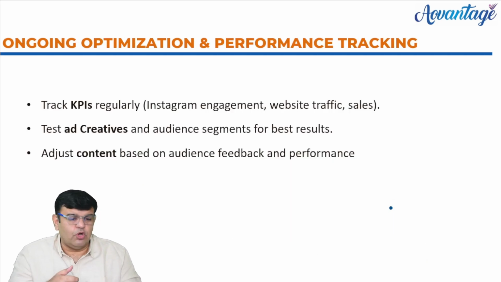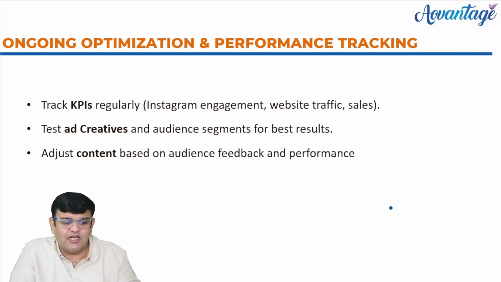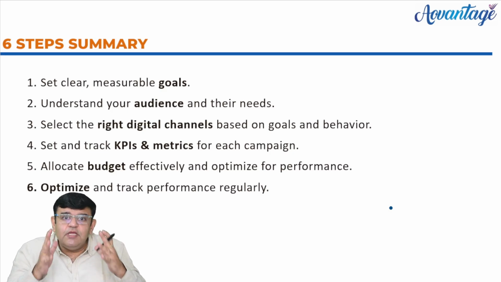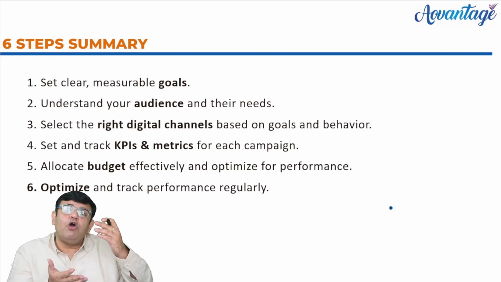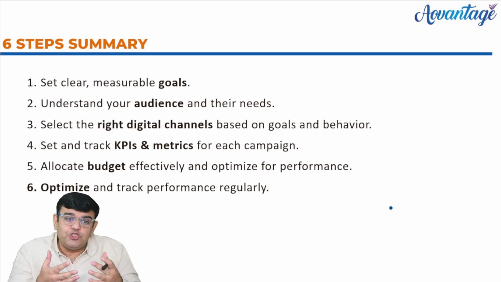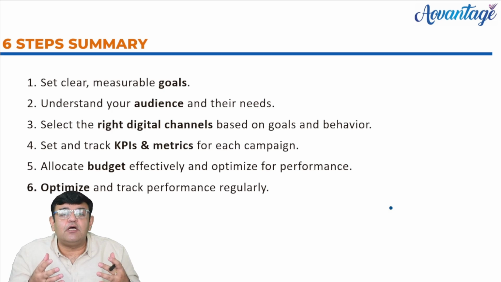And of course, you keep optimizing and tracking. So you track the KPIs that we've set up. We keep testing our ad creatives, seeing how they are doing, enhancing them and making them even better, and adjust the content based on the feedback and the performance that we see. So if you have seen, friends, in this real world example, we've demonstrated how all the 6 steps are used by a real world brand to actually create a digital strategy which is robust, which is going to deliver results.